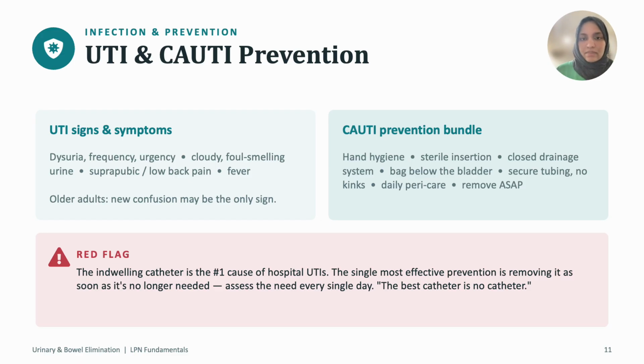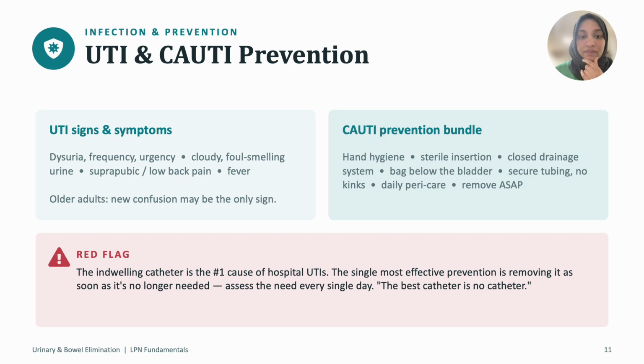The catheter is the number one cause of hospital UTIs. So we follow the CAUTI bundle. We do hand hygiene, sterile insertion, closed system bag below the bladder, tubing secured, daily pericare, and the most powerful step of all is to get that catheter out as soon as you can. The best catheter is no catheter.